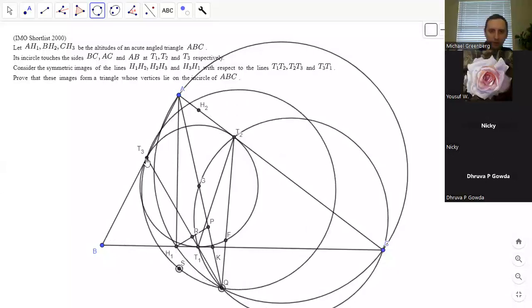So it has to be. Oh, and then it's clear that this is an angle bisector. But does that solve the problem? Because GT1 equals GT2. I wonder if that just solves the problem. I think it does. So if P lies on AQ, then we're done.